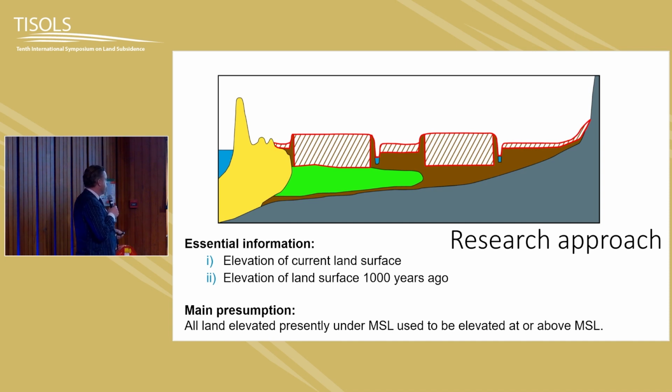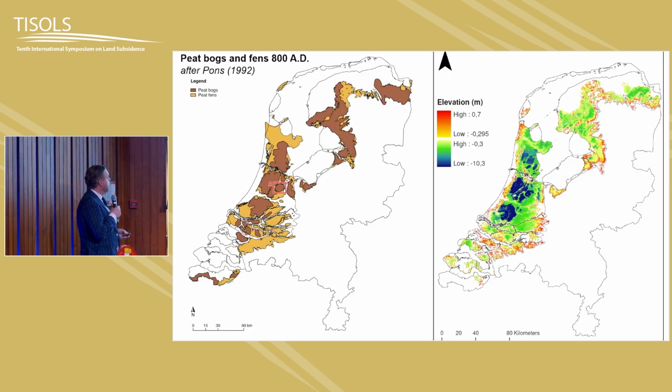And an important presumption in all of this is that all land that's presently elevated under mean sea level used to be elevated at or above it, right? So that's the assumption that we make. Now to the left you can see a map of a reconstruction. We used an older reconstruction and improved it a little bit, of the extent of peat domes and peat fens 1,000 years ago. Everything in dark brown are the peat domes, as said, a couple of meters above sea level, and in light brown are the peat fens.